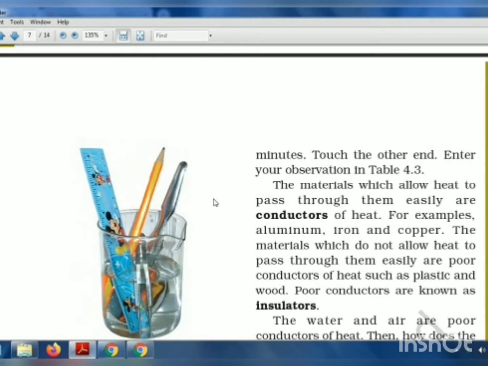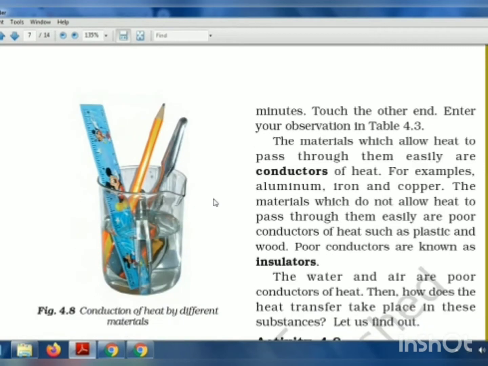So we were on the topic of the activity where you take hot water in a container and put different types of materials, some plastic, some wood, some steel, into the beaker or container that has hot water. Then you have to touch the other end of these objects, not the end which is inside the water, the other end.